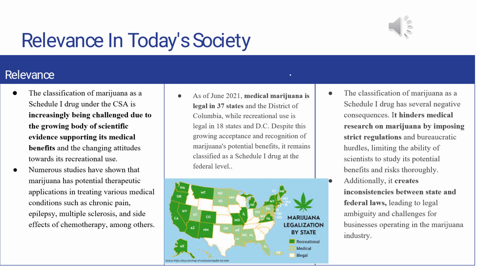I put this map here for us to visualize all the legalizations and how it is creating this inconsistency between states regarding it being legal or illegal, and it hinders the medical research on marijuana by imposing these strict laws. Conducting thorough studies on marijuana's therapeutic effects, dosage, recommendation, and advantages is challenging due to the complicated and prolonged process researchers must go through to obtain federal approval to even conduct research on marijuana.